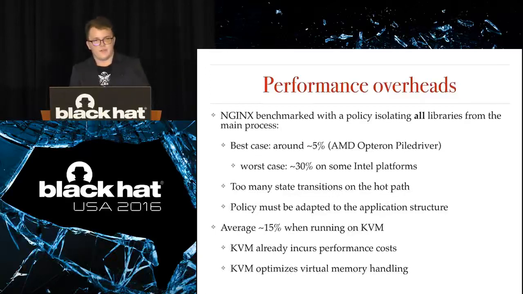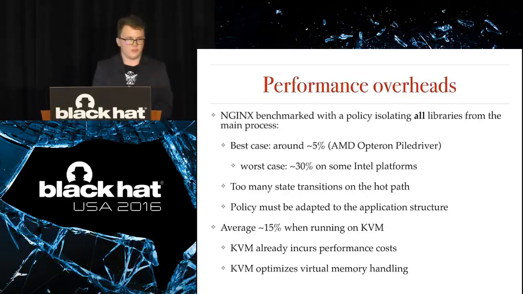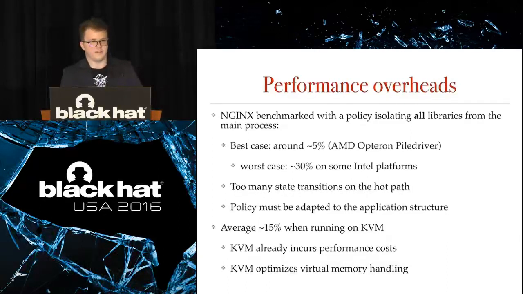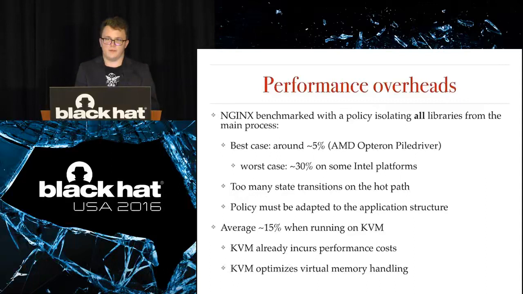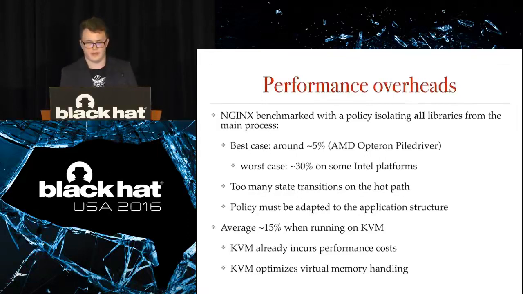One interesting fact we found is that when you're already running under another virtualization layer, performance overhead was only about 15%. That's because virtualization layers already affect virtual memory, and people seem to be willing to take that performance hit. And virtual memory hypervisors already provide more efficient means of switching between different processes and try to optimize virtual memory handling, lowering our performance overhead somewhat.